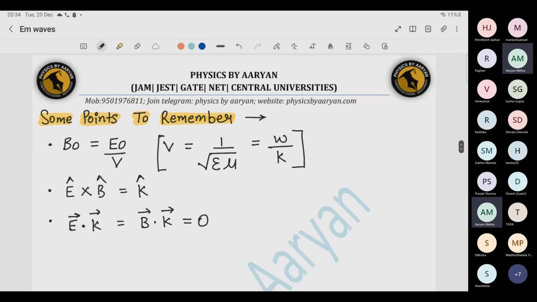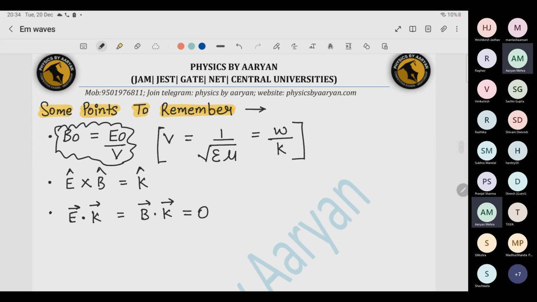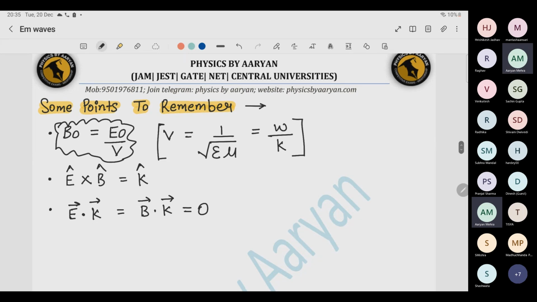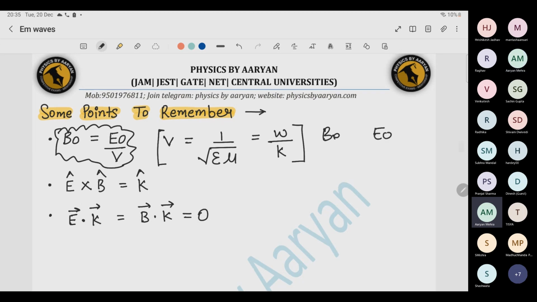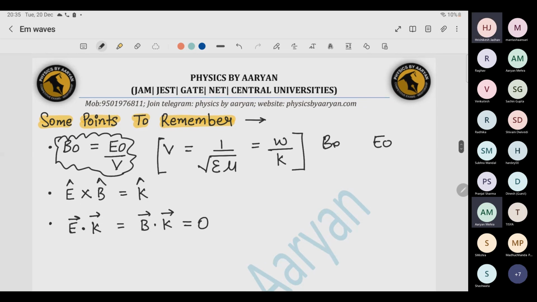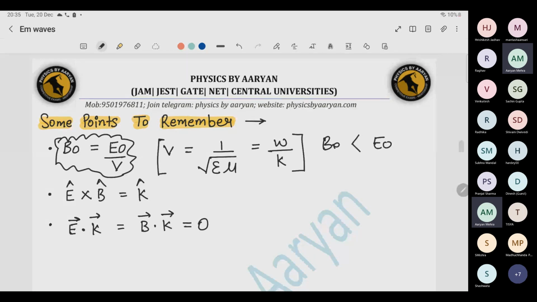Let's say B naught is the amplitude of the magnetic field and E naught is the amplitude of the electric field. It follows this simple equation: B naught equals E naught by v. So what does this equation tell you? Which is bigger, B naught or E naught? E naught is bigger, always. And how much bigger? Almost by the speed of light, that is roughly 10 raised to 8 times bigger.